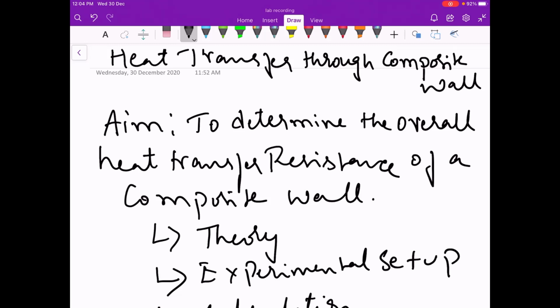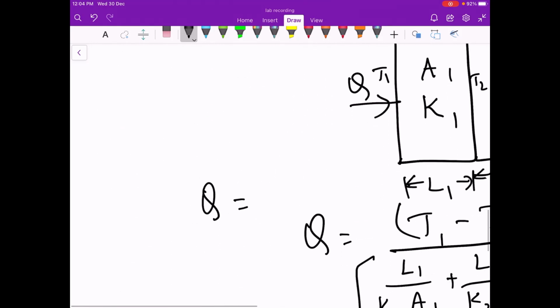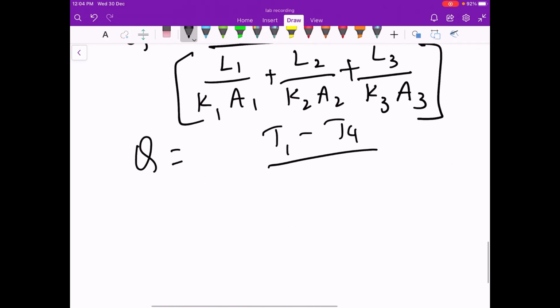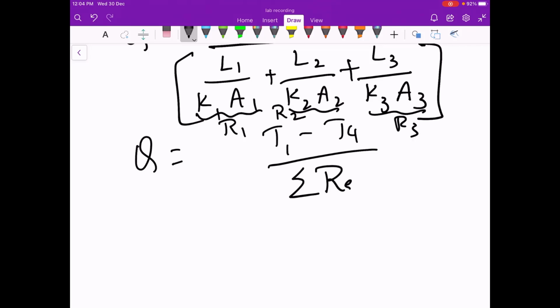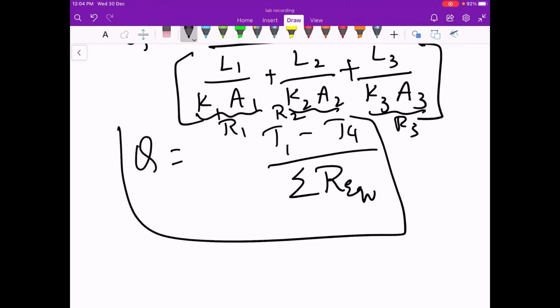Because here you will not find any heat transfer coefficient, only the thermal conductivities of the different walls will be taken. So this is how you will do it: T1 minus T4 divided by that. The individual terms are called R1, R2 and R3. So basically it is nothing but the sum of R, the equivalent. So this is the overall thermal resistance. Are you able to understand, guys?